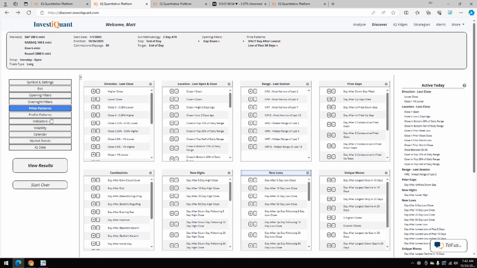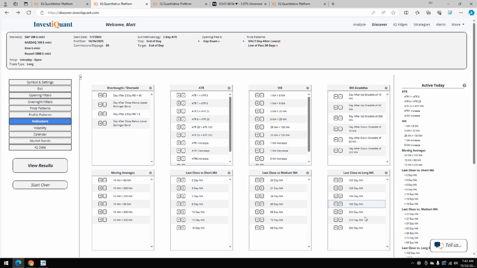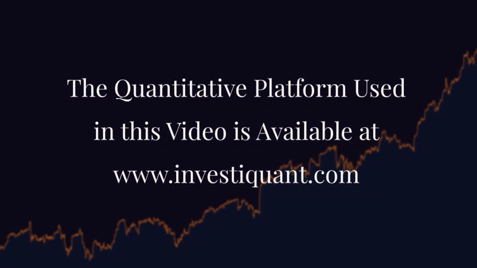I've got that selected. The next thing I'm going to do is go to the indicators library, and I'm going to grab an indicator that says below a 200-day simple moving average, and then I'm going to click view results. All right, here we go.